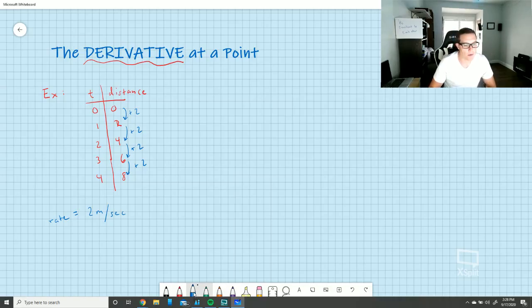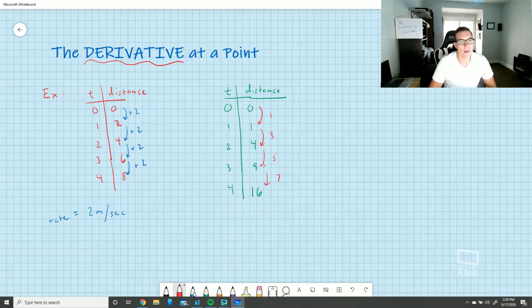Then I came up with the second example that looked a little different, where I had 0, 1, 2, 3, 4, and it looked more like this: 0, 1, 4, 9, 16. And we saw that the rate from here to here was 1, and the rate from here to here was 3, and the rate from here to here was 5, 7. So the rate was always changing. It was never the same thing at any one moment.